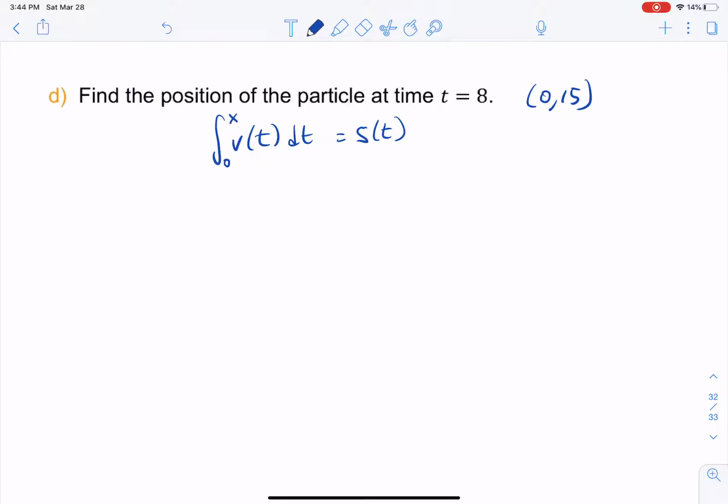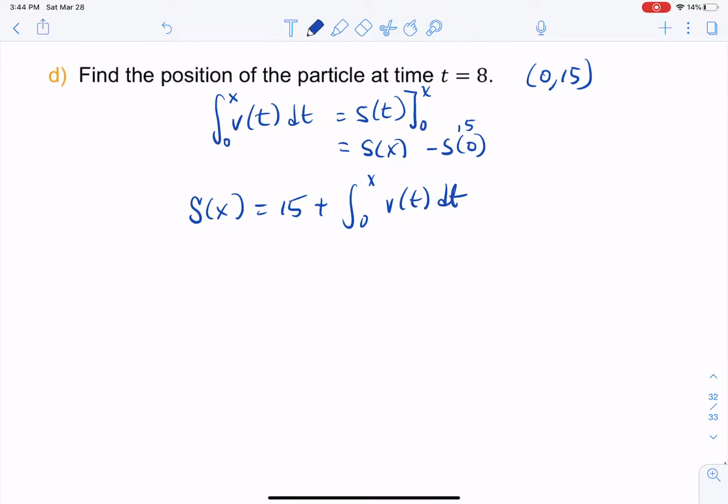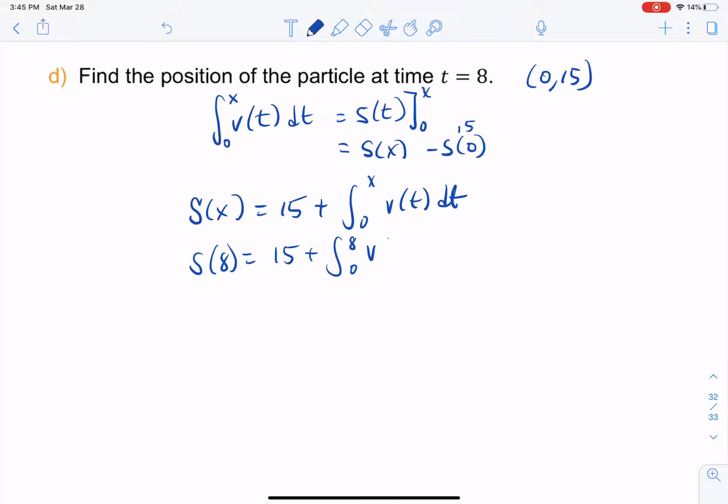I'm going to write myself an equation. I usually do this. I get in the habit of doing this because it's often a part of something that they expect anyway. So I've got s of x minus s of 0. S of 0 was our 15. We'll add that to the other side, and then we have ourselves a position equation, which is 15, that's the initial position, plus the definite integral from 0 to x of v of t dt. There's the change in position, as we've seen 4,000 times. And now all I have to do is plug 8 into this. S of 8 is equal to 15 plus the definite integral from 0 to 8, v of t dt.